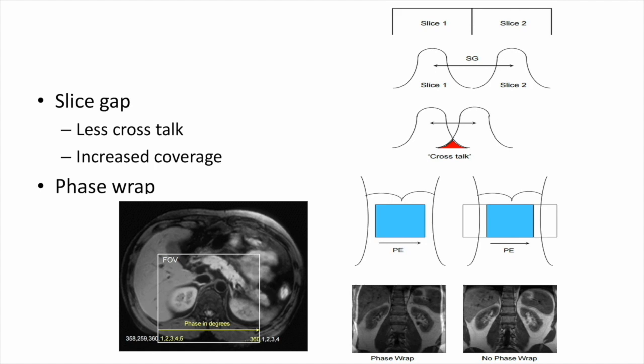Slice gap, when reduced, increases the chances of crosstalk between slices, which is nothing but wrong excitation of undesired areas out of the slice. Phase wrap is a phenomenon which happens along the phase encoding direction when the FOV is small. This results in overlapping of tissue image from out of the field of view. This can be overcome by either increasing the FOV or using phase oversampling in the phase encoding direction.